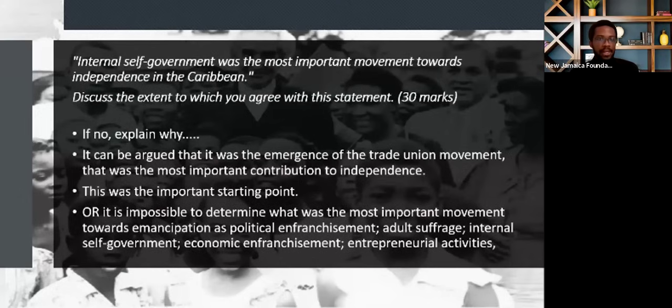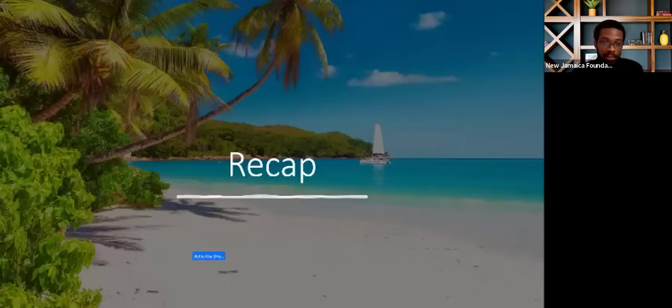So, like I said here, if you disagree, then you can argue that it was the emergence of the trade union movement that was the most important contribution to independence. This was the important starting point, or it is impossible to determine what was the most important movement towards emancipation, towards self-government, as political enfranchisement, adult suffrage, internal self-government, economic enfranchisement, or entrepreneurial activities are basically all aspects of that same process. So there are various ways that you can argue it.